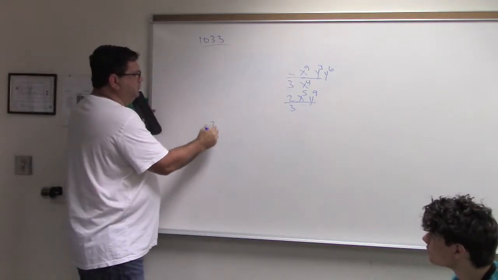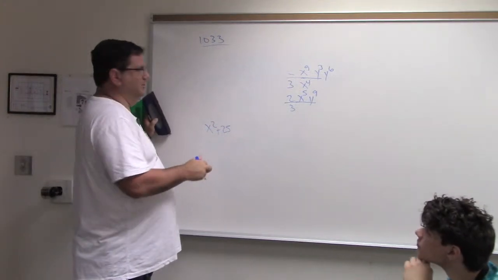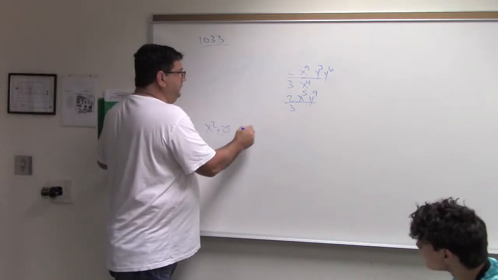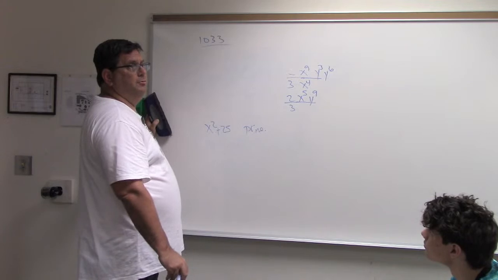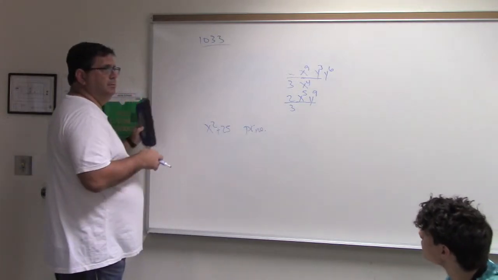Prime? X squared plus 25. You can't factor it, it's gotta be a minus. It's a plus, you can't do it, so you can just say prime or not factorable. Will you get on the other ones? Yes. You sure? Yeah.